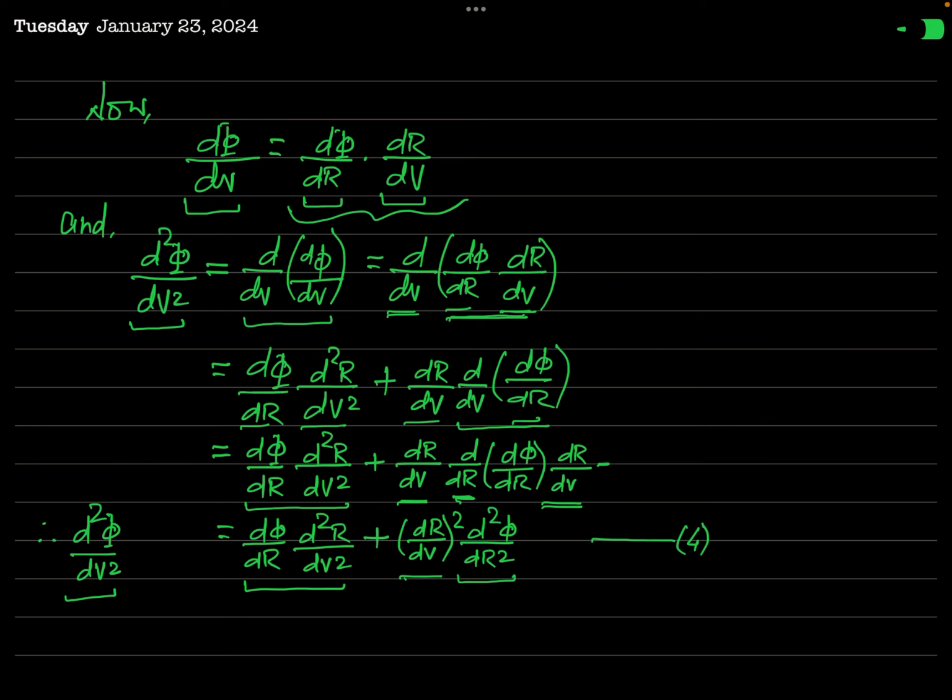Okay, so finally we have obtained the value of the second order derivative of phi with respect to V, where phi actually represents the binding energy, or not binding energy but interaction energy. This will be the binding energy when R is equal to R naught.